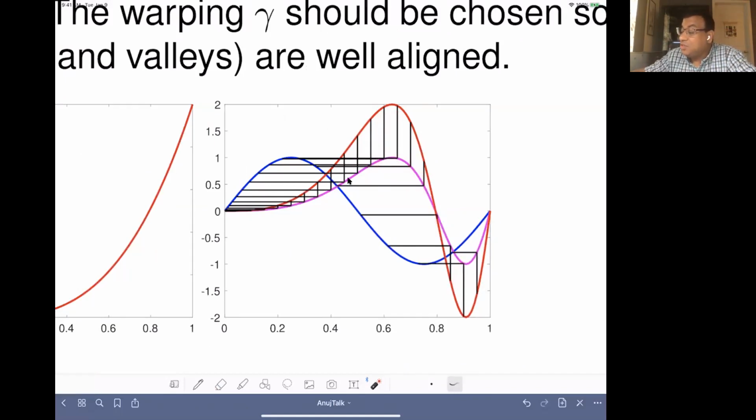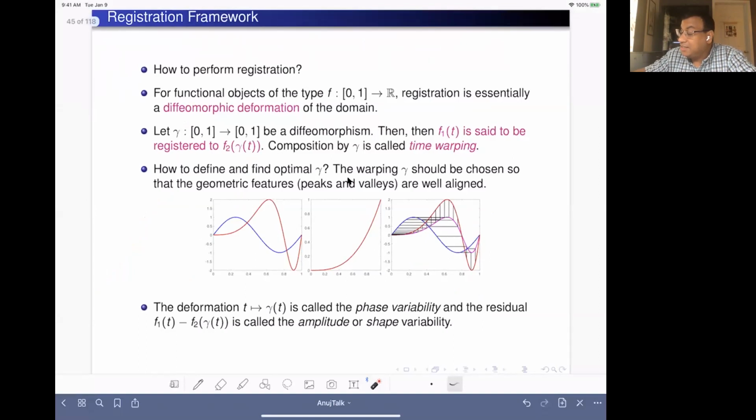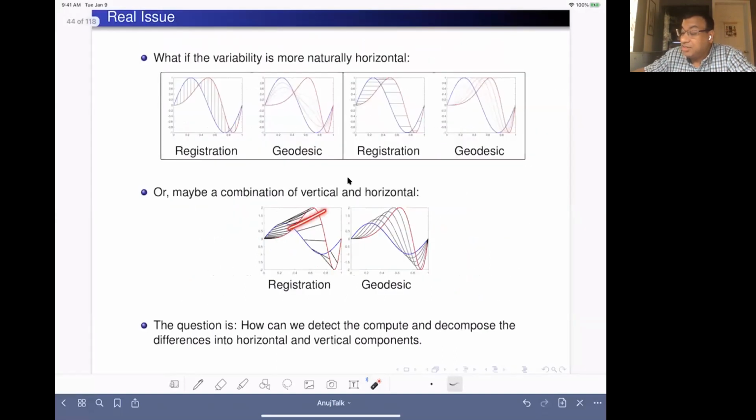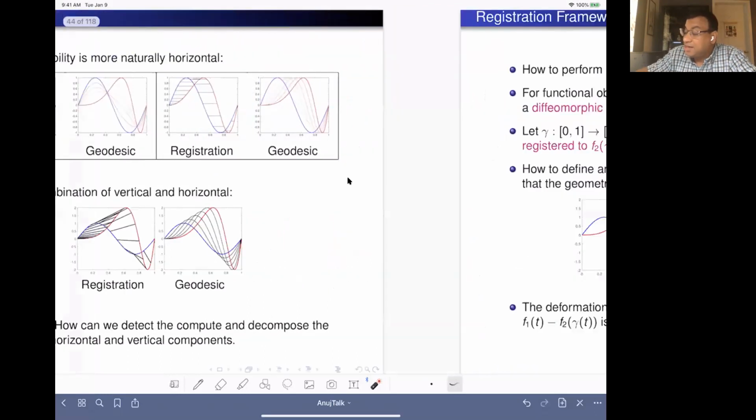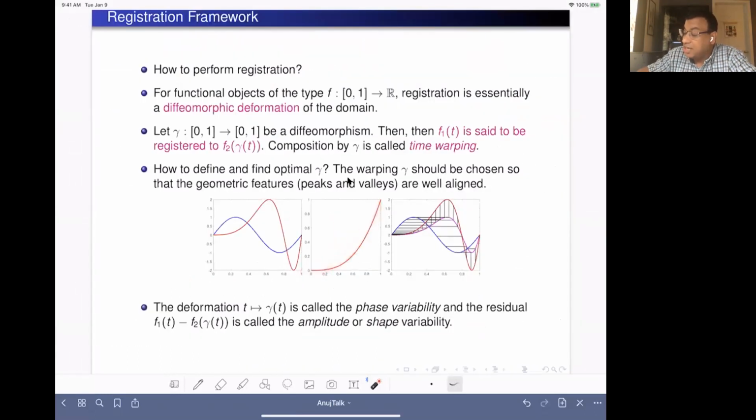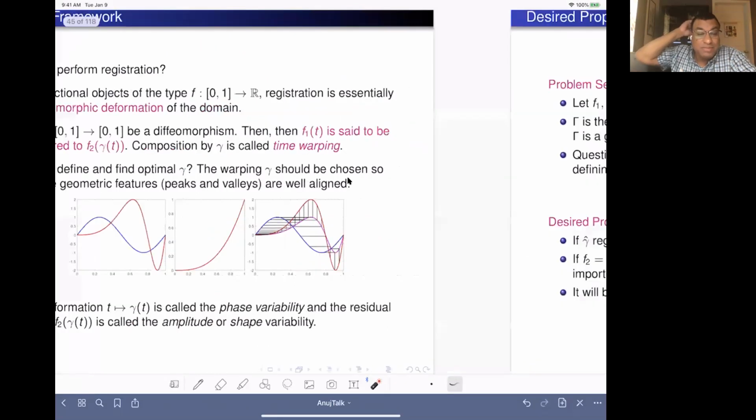The difference between the red and the magenta, you can see after lining the peaks and valleys, the residuals are very nicely vertical. So this is how I want to find this registration, which has both vertical and horizontal component. I want to find the best time warping, a gamma function, such that F2 of gamma has peaks and valleys which are aligned very nicely with peaks and valleys of the right function.